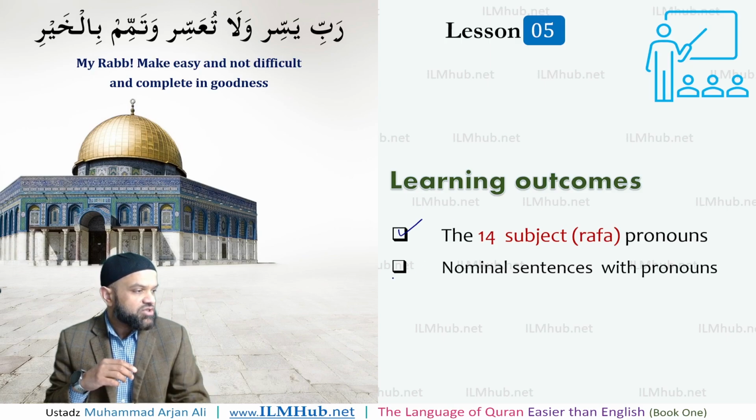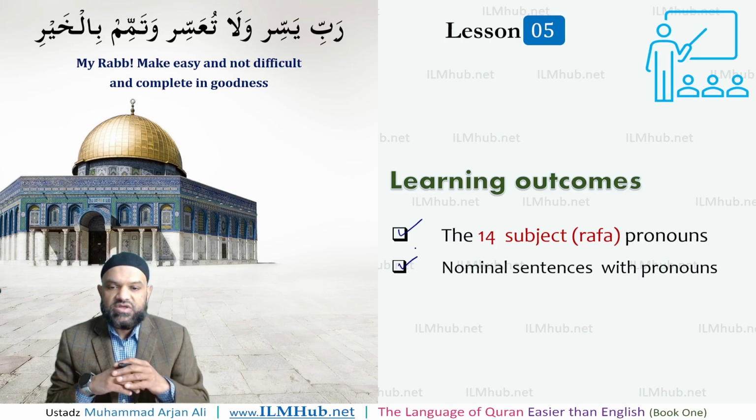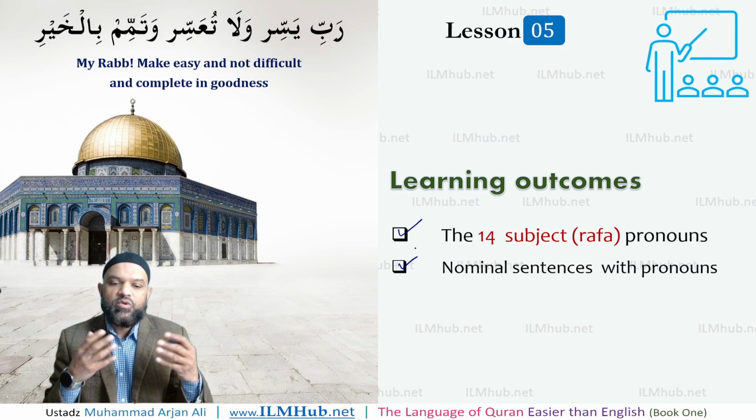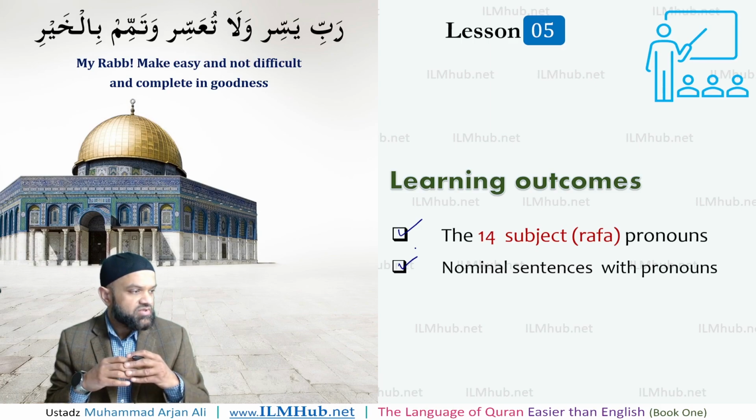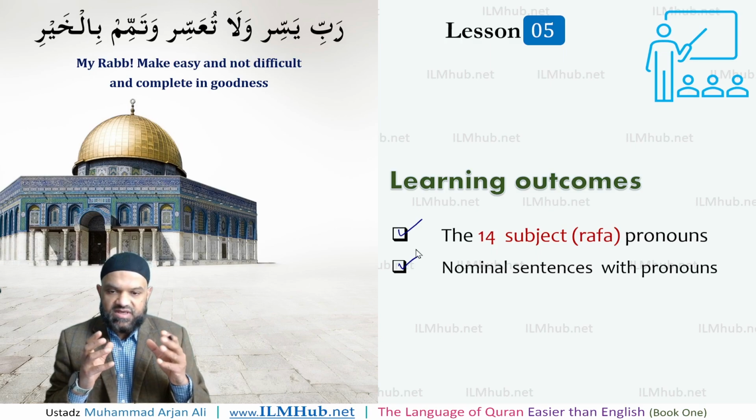In part B, inshallah, we will look at how they're used in nominal sentences, and we will pick up also some rules related to sentences, some more advanced rules, inshallah. The most important thing here is to know the importance of the pronouns, and of course to memorize the 14 rafa pronouns in Arabic. So let's begin with the blessed name of Allah Azza wa Jal.